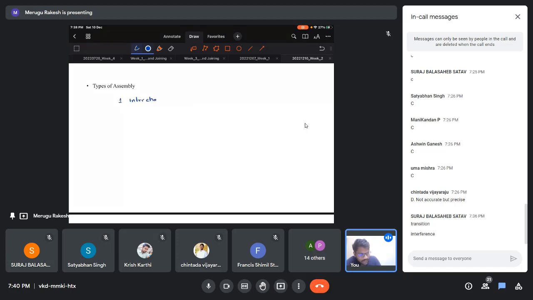One is the interchangeable assembly, then selective assembly, then make to suit.